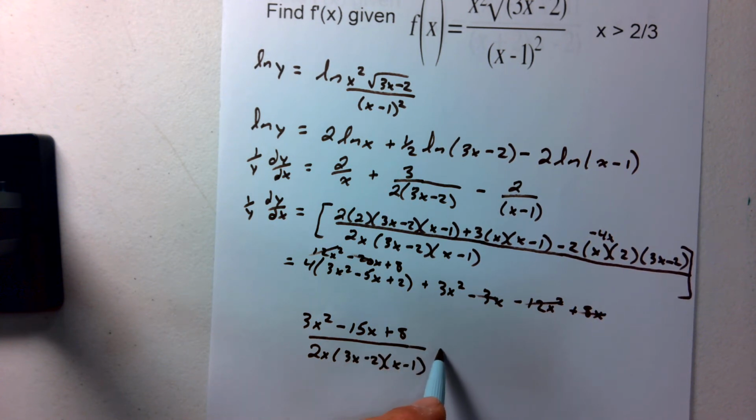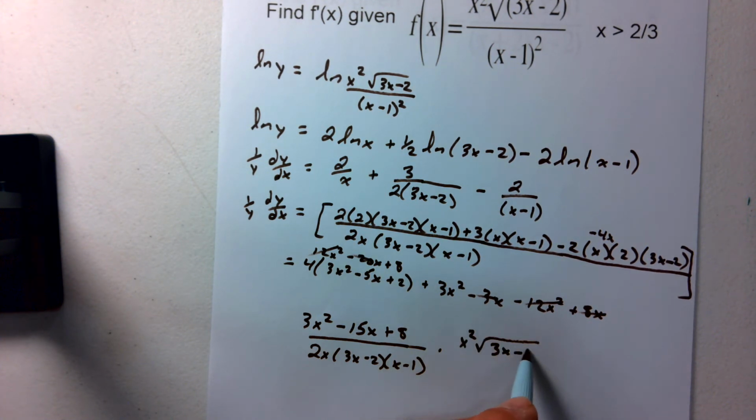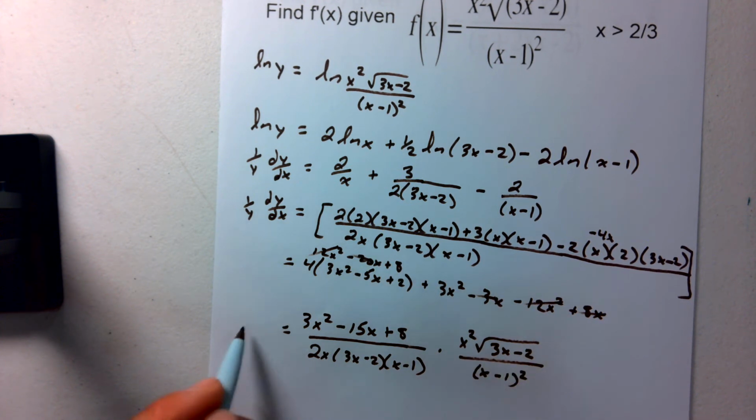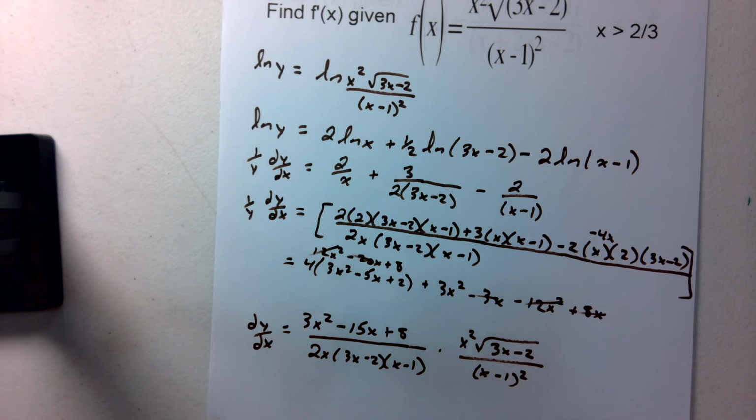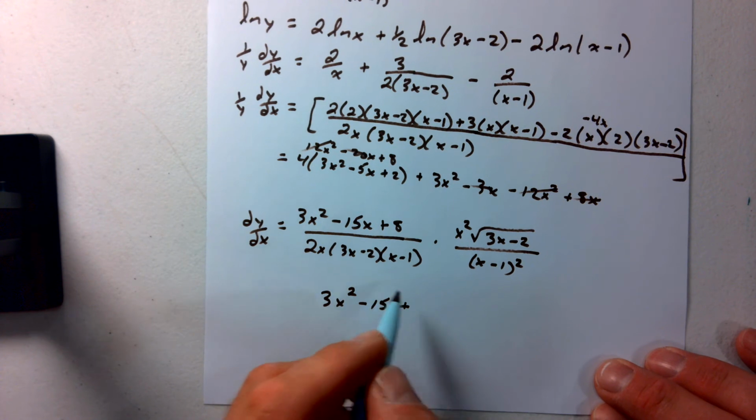And we're going to multiply that by our y value, which is x squared, square root of 3x minus 2 over x minus 1 squared. And that's our dy dx. So what can we do to clean this up a little bit? Well, we have x minus 1 in our denominator, so I can go ahead and rewrite that first portion of our numerator.